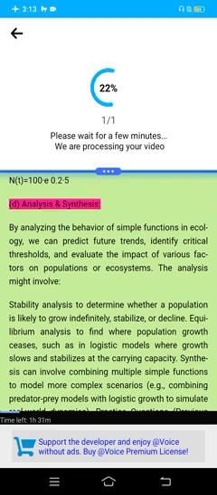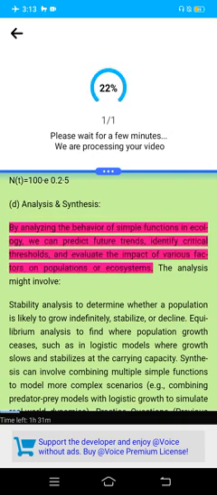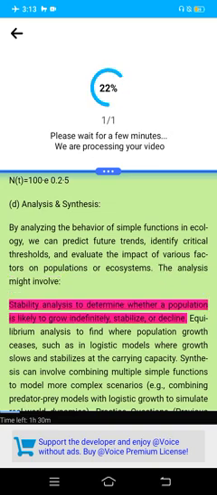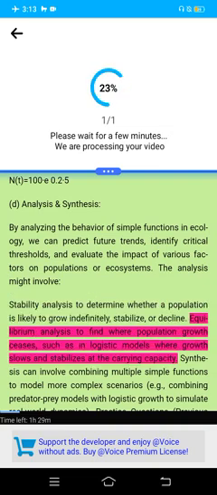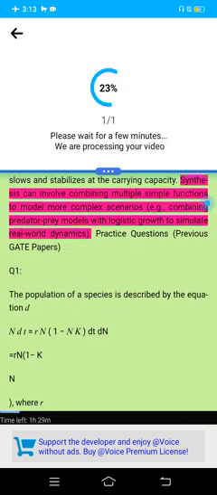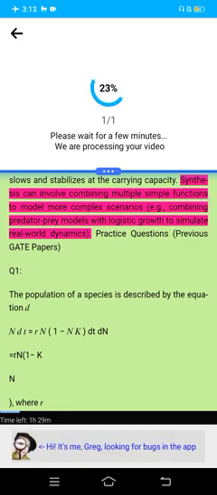D. Analysis and synthesis. By analyzing the behavior of simple functions in ecology, we can predict future trends, identify critical thresholds, and evaluate the impact of various factors on populations or ecosystems. The analysis might involve stability analysis to determine whether a population is likely to grow indefinitely, stabilize, or decline. Equilibrium analysis finds where population growth ceases, such as in logistic models where growth slows and stabilizes at the carrying capacity. This can involve combining multiple simple functions to model more complex scenarios, e.g., combining predator-prey models with logistic growth to simulate real-world dynamics.